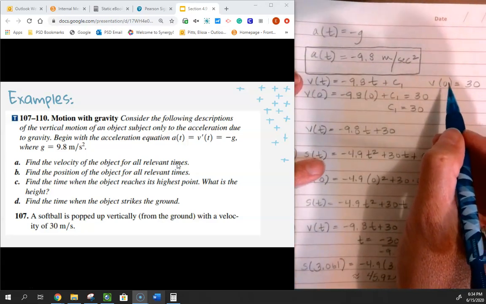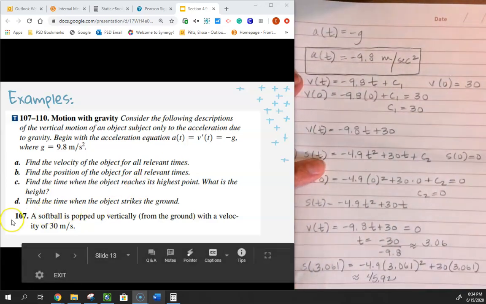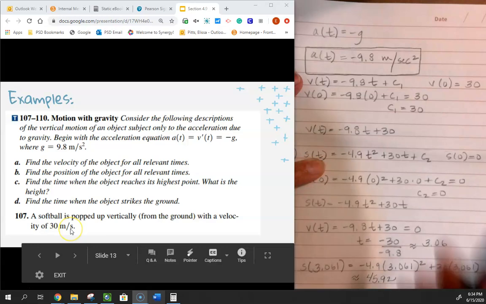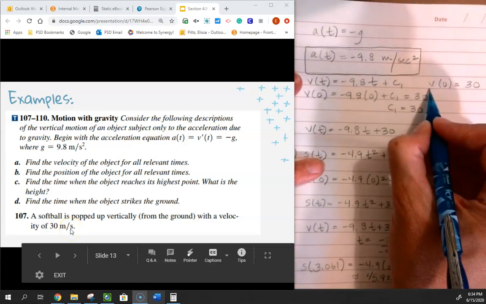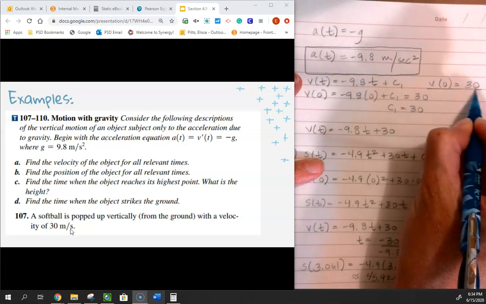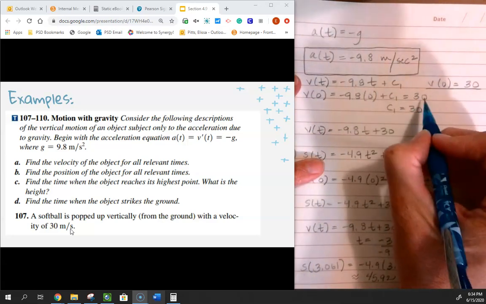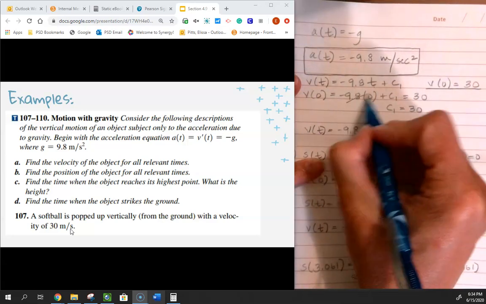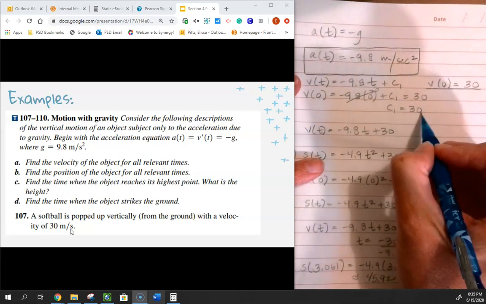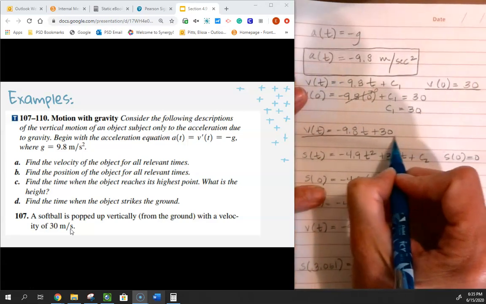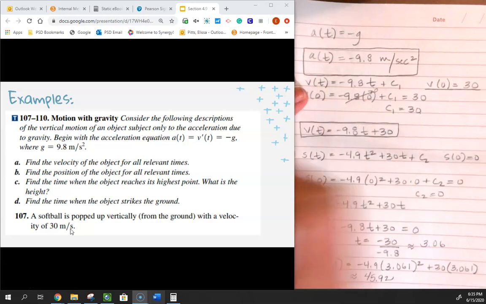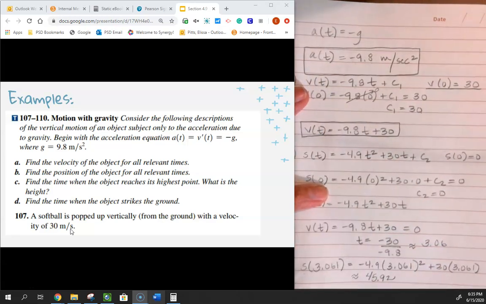Now, I kind of didn't even read the problem here. We're doing problem 107. It says a softball is popped up vertically from the ground with a velocity of 30 meters per second. So this is telling me that the initial velocity is equal to 30 meters per second. When I put in t equals 0, I need to get out 30. Put in t equals 0, this goes to 0, and I get c1 is equal to 30. So for this particular problem, v of t is equal to negative 9.8t plus 30.